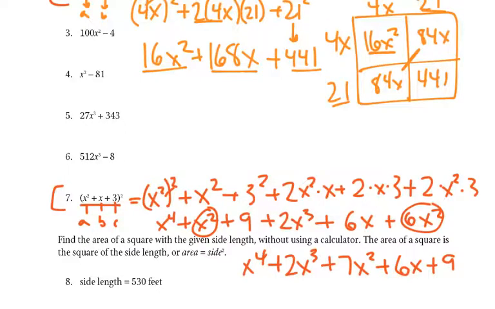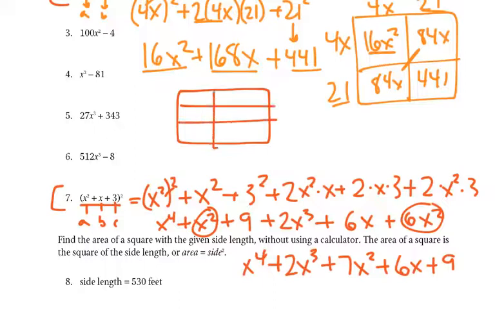Okay, could we use the box method here? Yeah, we would just make a 3 by 3, right? x squared, x, and 3. x squared, x, and 3. So x squared times x squared, x to the 4th. x squared times x, x to the 3rd.